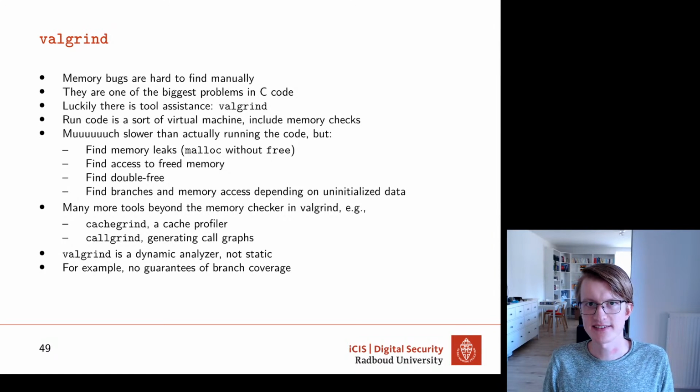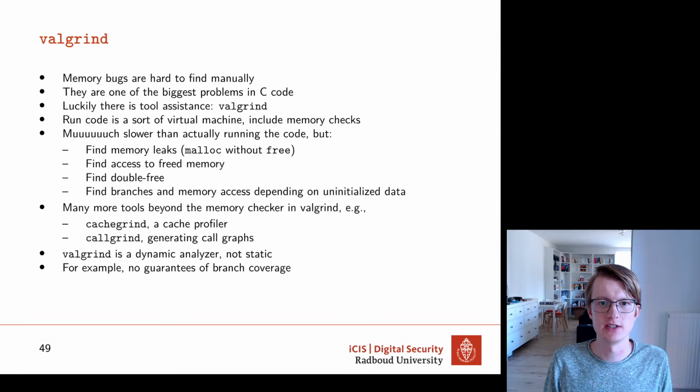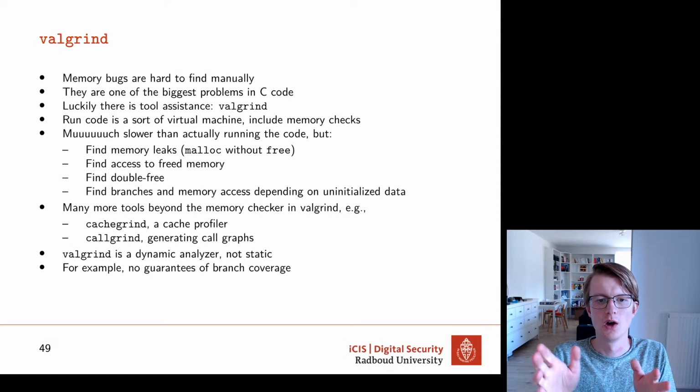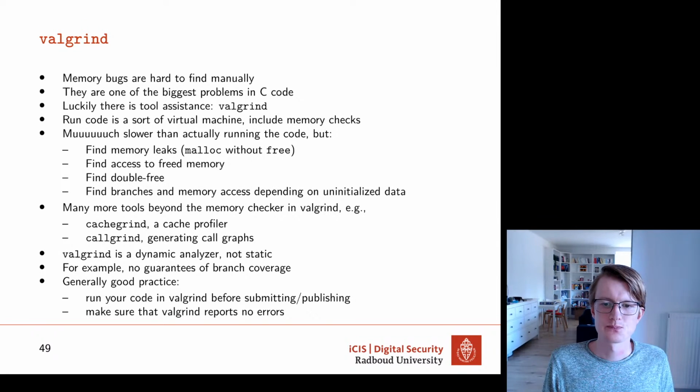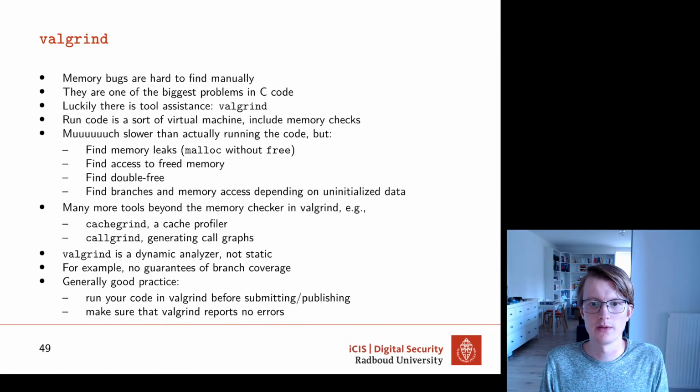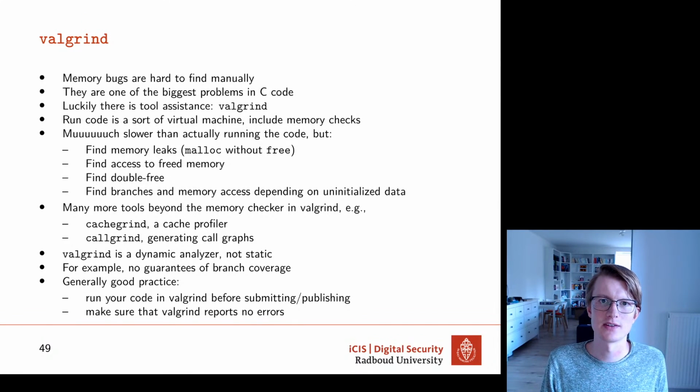An example of a static analyzer is actually the type checker that is built into the C compiler. That's a type of analysis, that's static analysis. You look at the source code and decide things based on that. With the dynamic analysis, you instrument a running program and see what's happening. So good practice with Valgrind would, for example, be running your code in Valgrind before you submit it, or you publish it to a paper, or upload it as the next Google Chrome release, and then you make sure that it reports no errors.